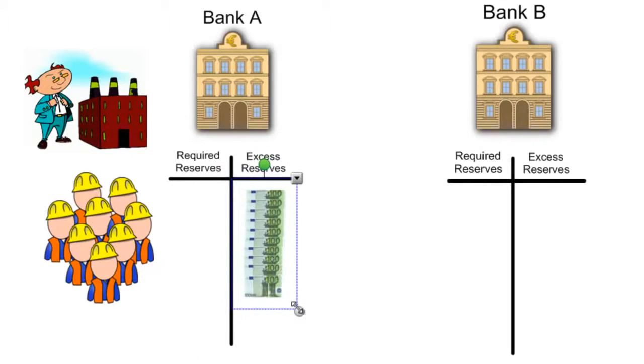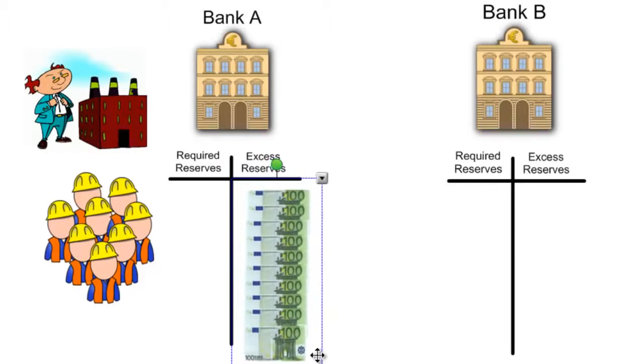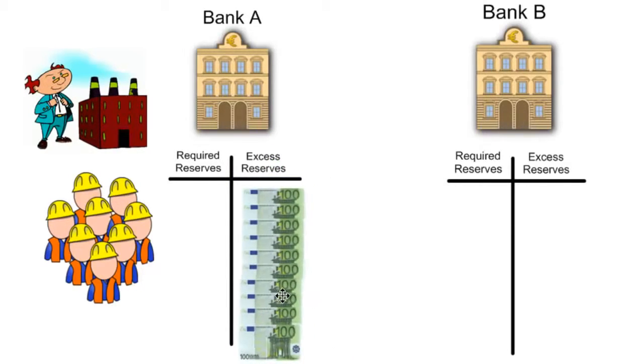So Bank A is a savings institution at which the workers in this factory and the people who receive the money that they spent from the production of their goods and services are saving their money. So as you see, there is an increase in Bank A's total reserves by 1,000 euros.